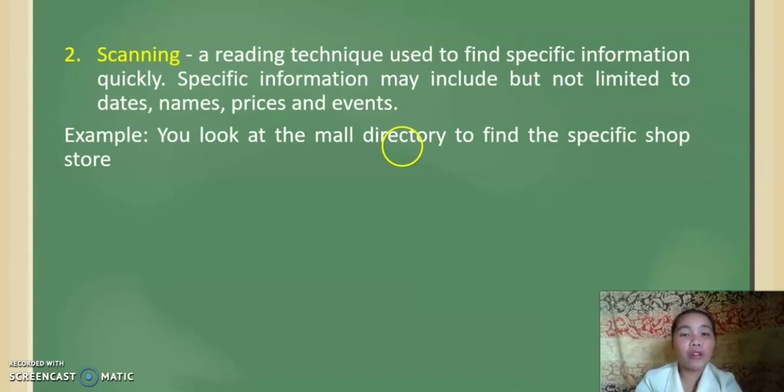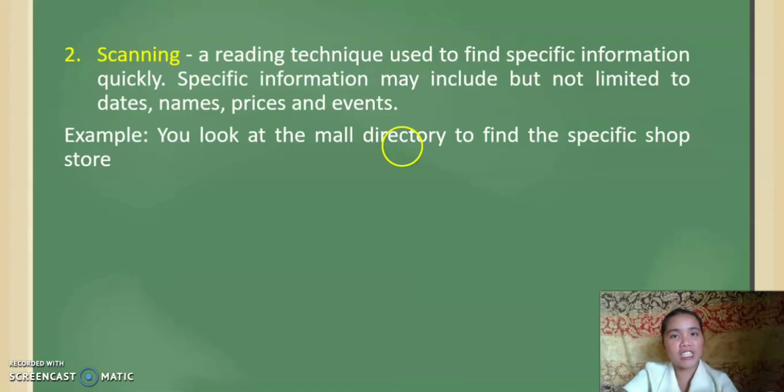Another example for scanning is in calling someone. Okay, when you call someone, you'll need to find the number of that somebody or the name, contact information. Okay, so that is scanning. When you have specific information to find. Whereas in skimming, you are just getting the gist. You're getting the main idea.